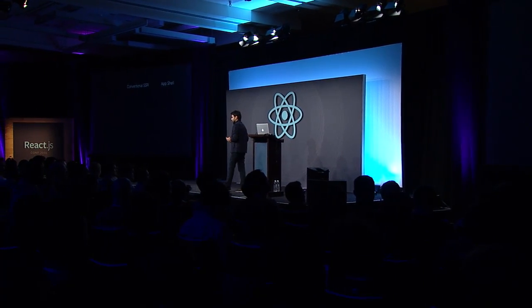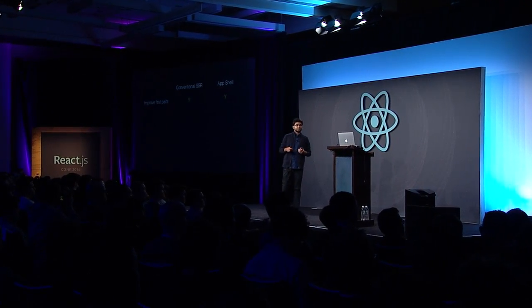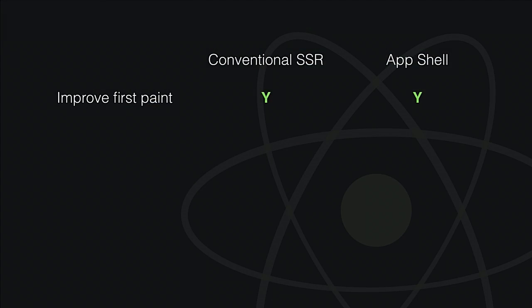So as I promised, I'm going to compare the app shell architecture to the conventional server-side rendering. Let's look at the first parameter, which is, does it help improve the first paint? Yes, the conventional server-side rendering is known to help you improve the first paint, and it's a recommended approach for that, and so does app shell.